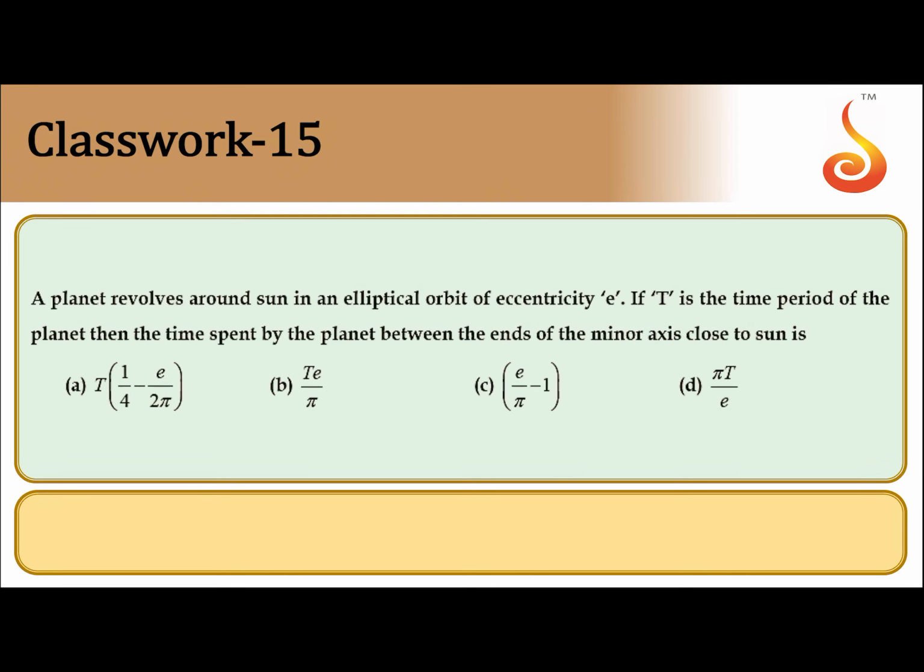Example 15. A planet revolves around Sun in an elliptical orbit of eccentricity e. If T is the time period of the planet, then the time spent by the planet between the ends of the minor axis close to Sun is.